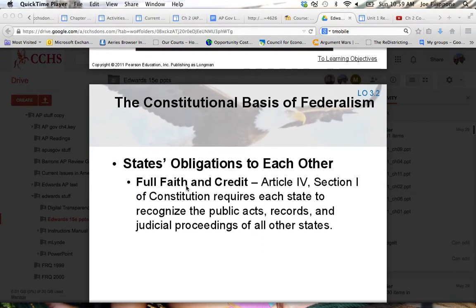Okay, let's look at states' obligations to each other. Article 4, Section 1 of the Constitution requires each state to treat each other state's citizens nicely, basically. That's what it's saying. It's called full faith and credit. And if you went to the University of Arizona and you were driving and you still had your California license, they would accept that license. Okay? So it's basically giving you the full faith and credit that Arizona citizens get, you get the same.